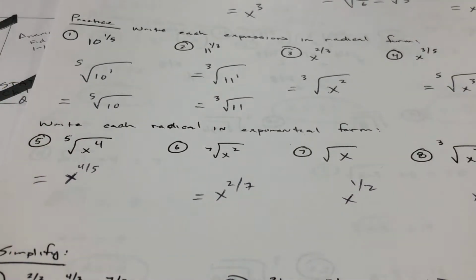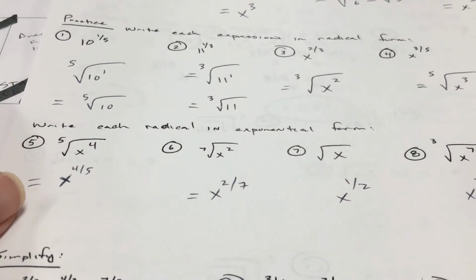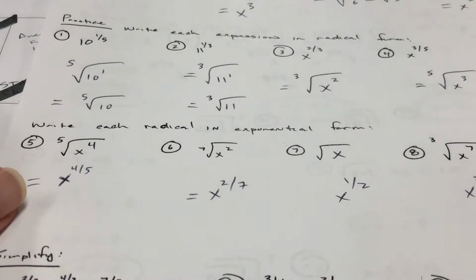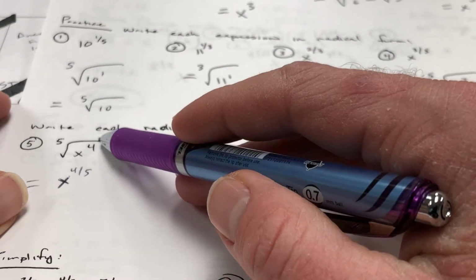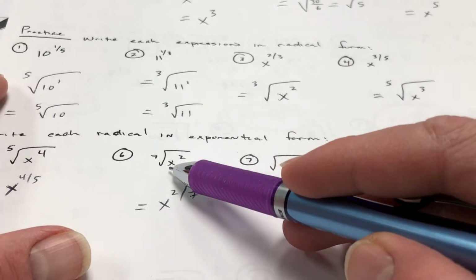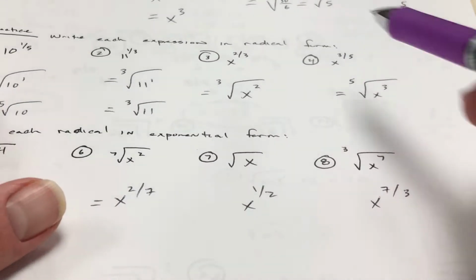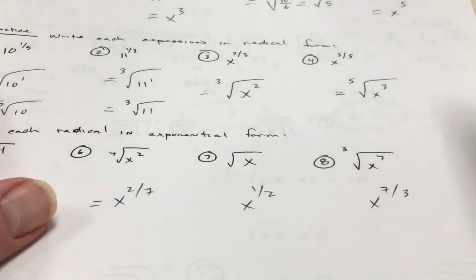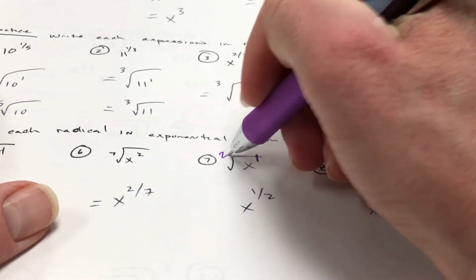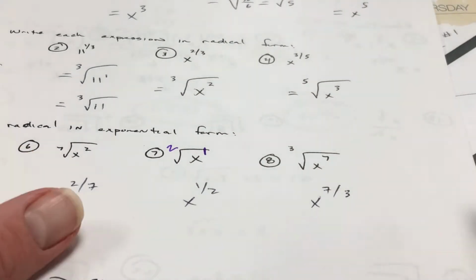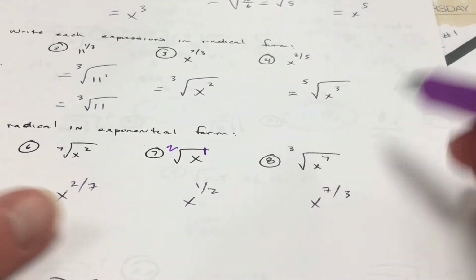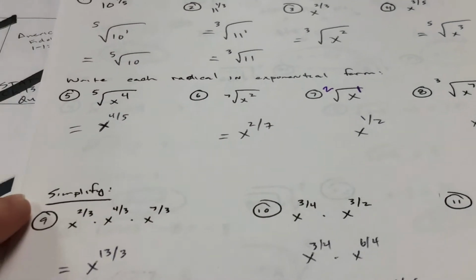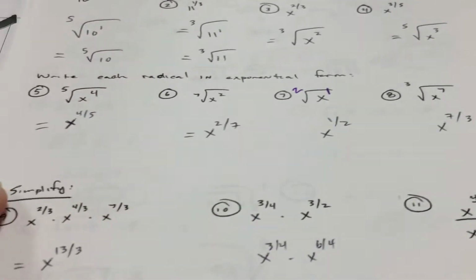Now we're going to go the other way. You might have to do that a lot in pre-calculus, definitely calculus. So the 5th root of x to the 4th means this x to the 4/5. Here we have x to the 2/7. Here we have x to the 1/2. Then x to the 3/7. I'm sorry, 7 over 3, x to the 7/3.